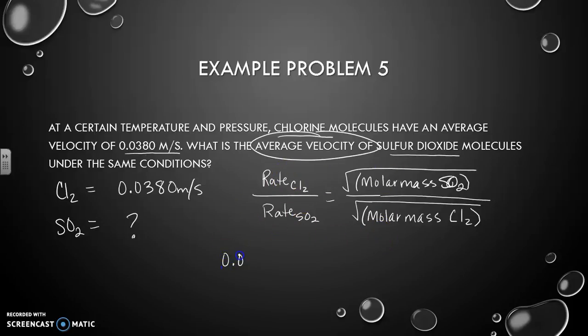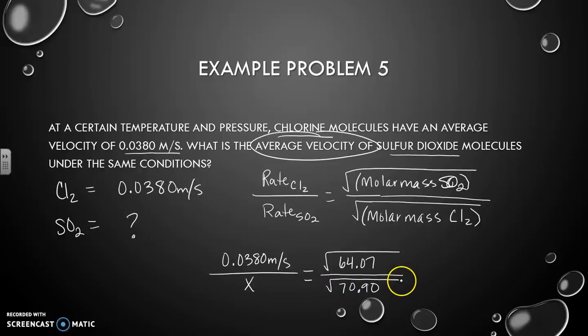The rate of chlorine is 0.0380 meters per second. We're looking for the sulfur dioxide rate, so I'm going to put an X there. Here I want the square root of the molar mass of sulfur dioxide, which is 32 plus 32.07, giving us 64.07, and the square root of the molar mass of chlorine, two chlorine atoms, which gives us 70.90. This is a proportion, so you can cross multiply and divide. If you want to solve it another way, that's fine. It really doesn't matter as long as you get the right answer.